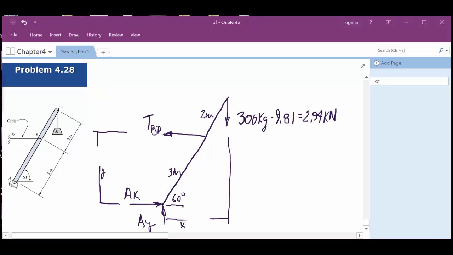So, if we want the side adjacent, well, the adjacent over the hypotenuse is the cosine of 60, right? So the adjacent would equal the hypotenuse times the cosine of 60. So this number right here, the adjacent, is equal to, in this case, 3 meters times the cosine of 60. And that should be 1.5 meters.